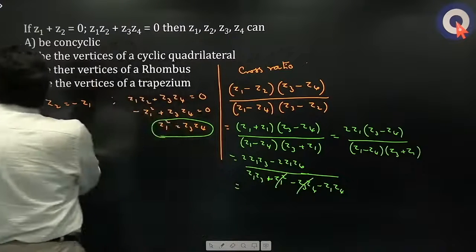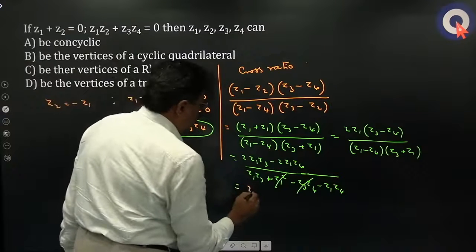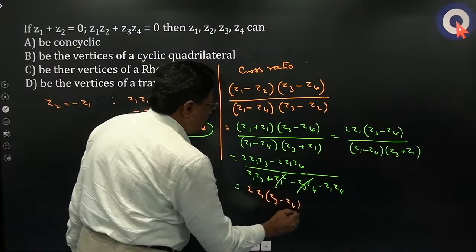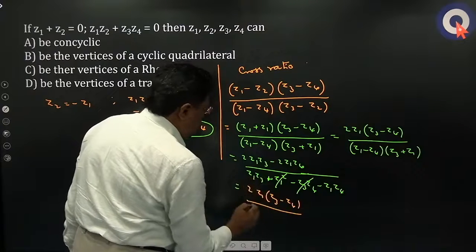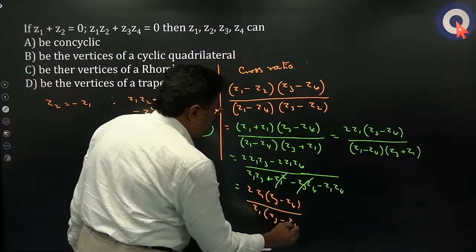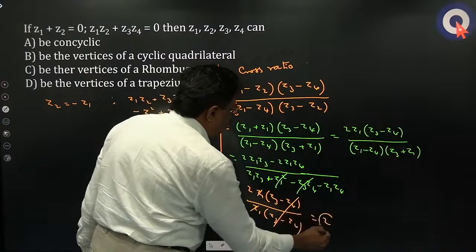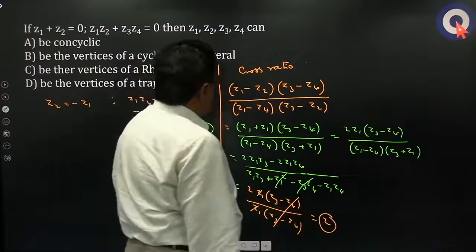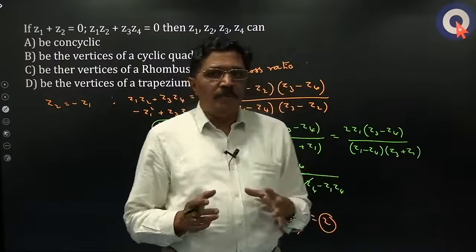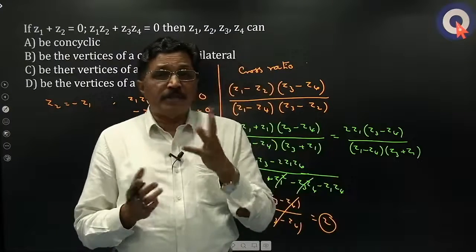So what I get here is 2z1 into z3 minus z4 by, if I take z1 common here also, z1 into z3 minus z4. Now you can notice these two terms are getting cancelled, these two are also getting cancelled, and you are getting a real number. So therefore a cross ratio is real. So if a cross ratio is real, then the 4 points can be concyclic.